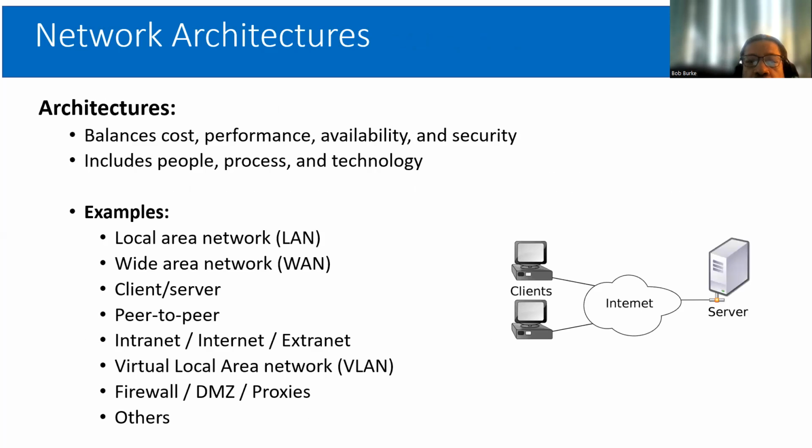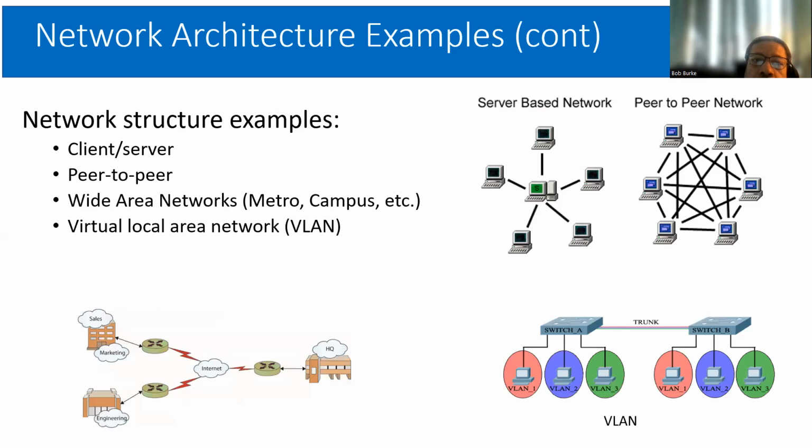Okay, architectures. You'll see on this chart a number of examples. We're going to go through a few and highlight which are the predominant architectures that are in place. Now, your network architecture could have some of all of these things because it's the bigger picture of everything in your network. All right, some examples of architecture.